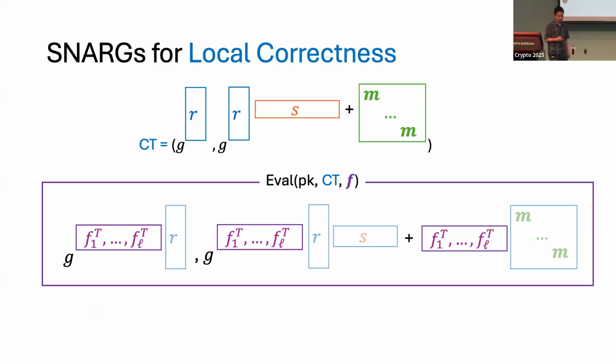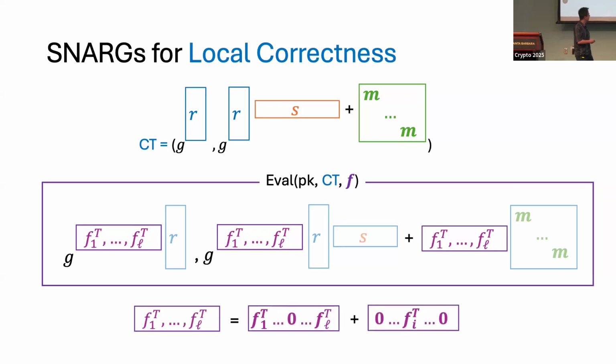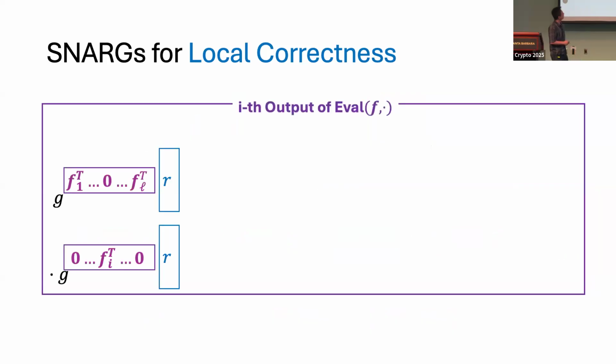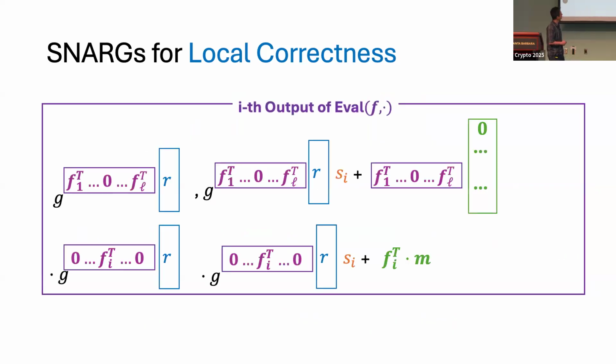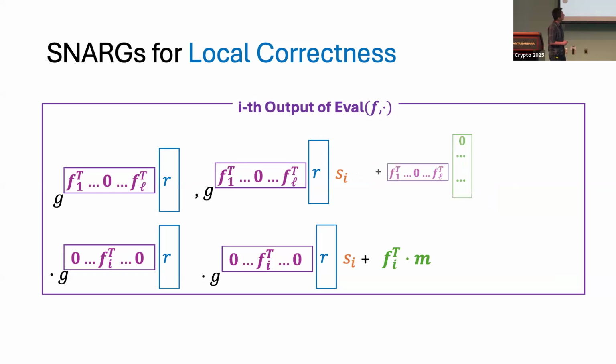So next I'm going to show you how to achieve this local correctness property. The high-level idea is to rearrange this evaluated ciphertext by viewing this vector f as some addition of these two vectors. And then we manipulate the evaluated ciphertext into this form. And then we observe that some part of the ciphertext will vanish because it evaluates to 0.